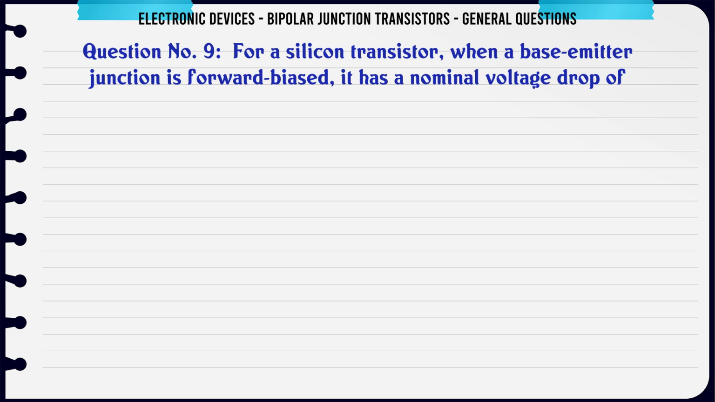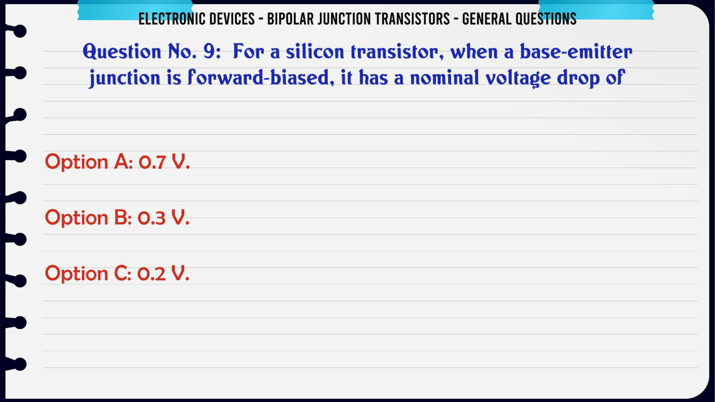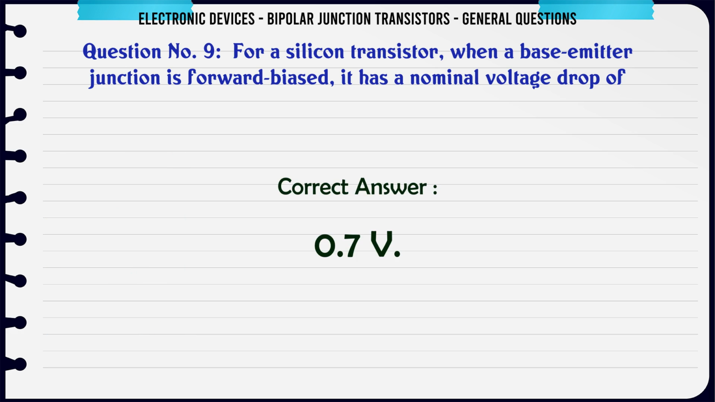For a silicon transistor, when a base-emitter junction is forward biased, it has a nominal voltage drop of A 0.7 V, B 0.3 V, C 0.2 V, D VCC. The correct answer is 0.7 V.